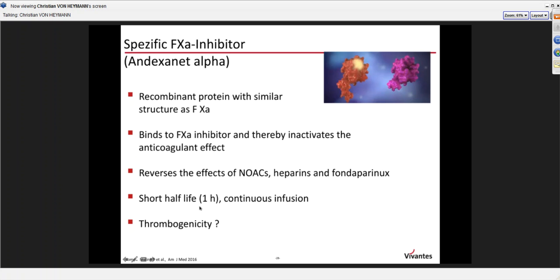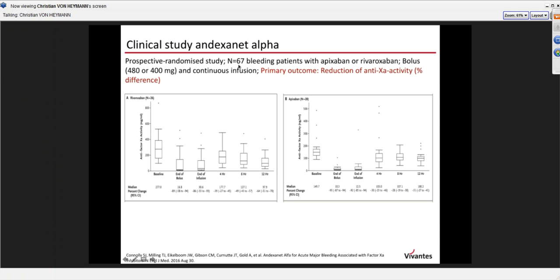It has a very short half-life, so that it may require a continuous infusion if patients are treated with oral factor Xa inhibitors. But so far we do not have any data on the thrombogenicity, so the safety side of the drug. But we have some clinical data from a preliminary study involving 67 patients who were bleeding either due to apixaban or rivaroxaban intake.